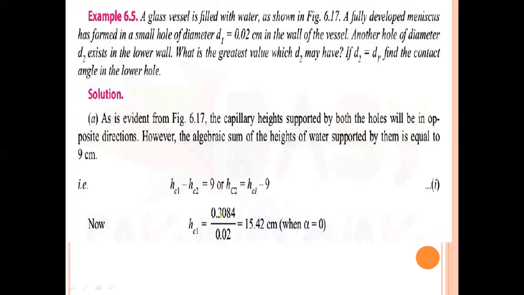Next, write another problem. A glass vessel is filled with water as shown in the figure. A fully developed meniscus has formed in a small hole of diameter d1 equal to 0.02 centimeters. In the wall of the vessel, another hole of diameter d2 exists in the lower wall. What is the greatest diameter which d2 may have? If d1 equal to d2, find the contact angle in the lower hole.